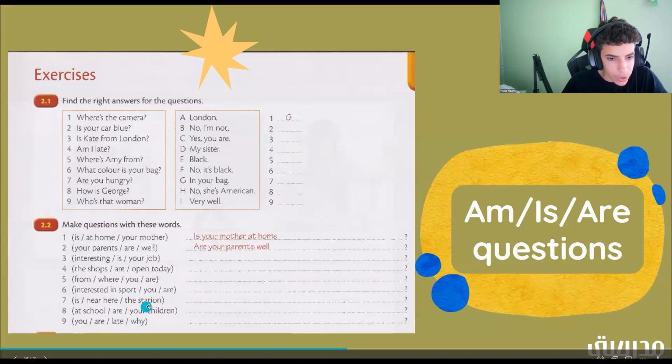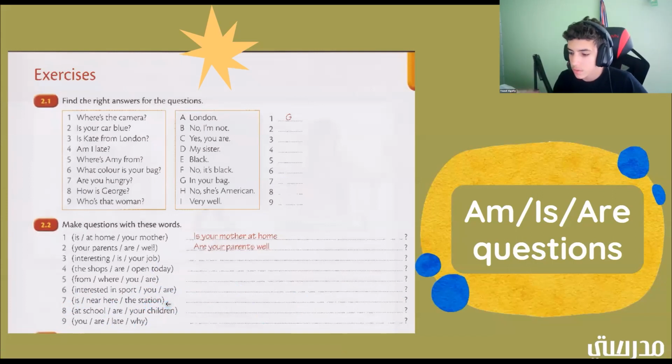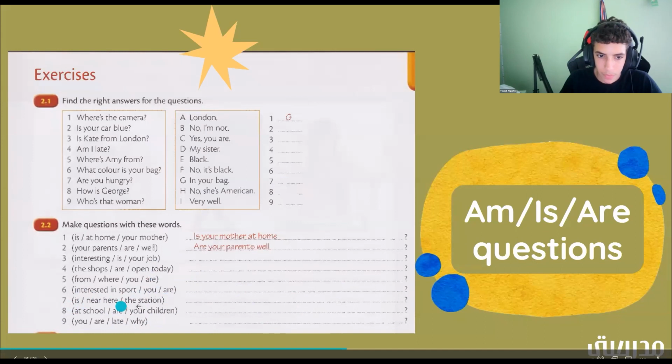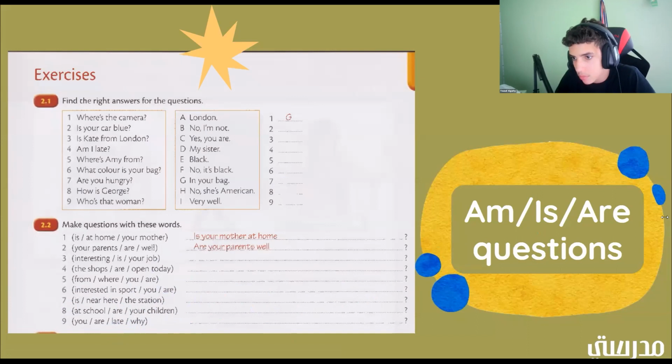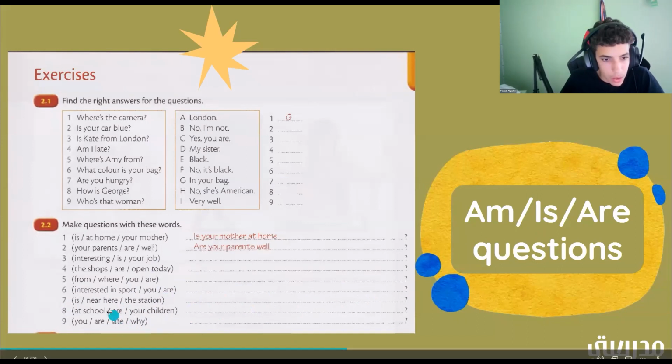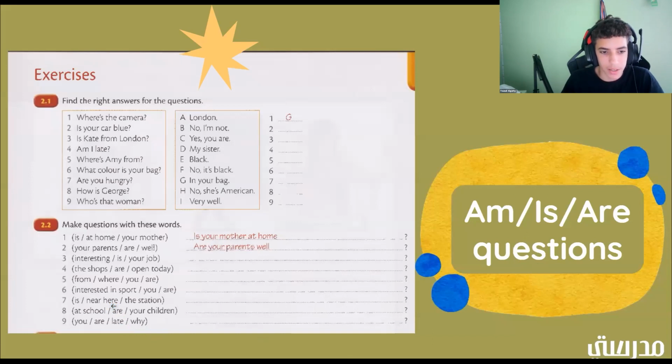Is near here the station? How could you change that? Okay, why are you late is the last one. Good job. Number 8, is the station near me? Or the station is near here? Is the station is near here? Oh gosh, okay. Is the station near here? I'm sorry, I stumbled on my words. Is the station near here is the question.